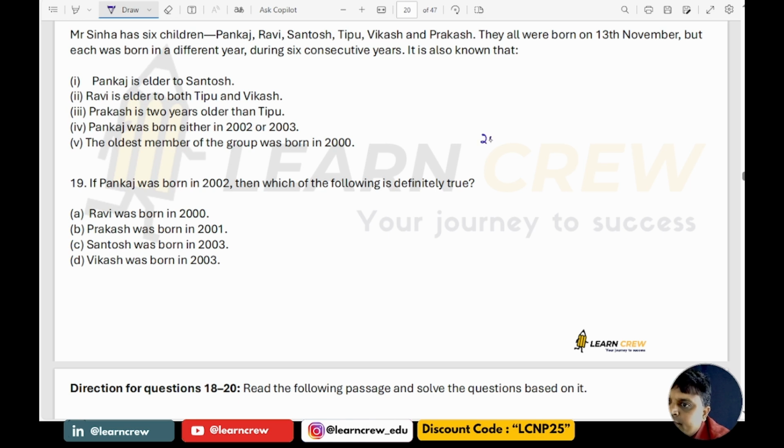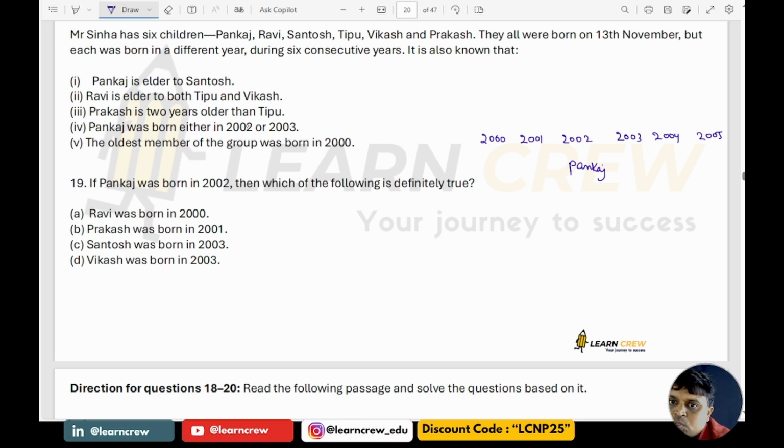Now we have different years: 2000, 2001, 2002, 2003, 2004, 2005. In these 6 consecutive years, they are born. And it is given that Pankaj was born in 2002. Pankaj is elder than Santosh. Ravi is elder than both Tipu and Vikas.